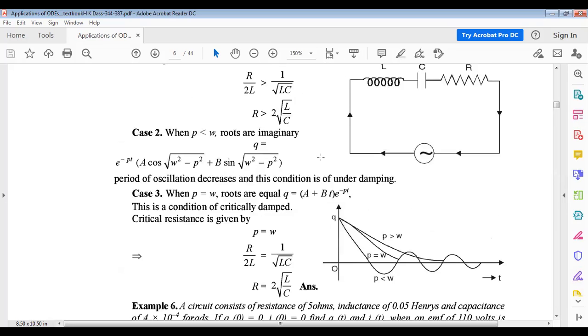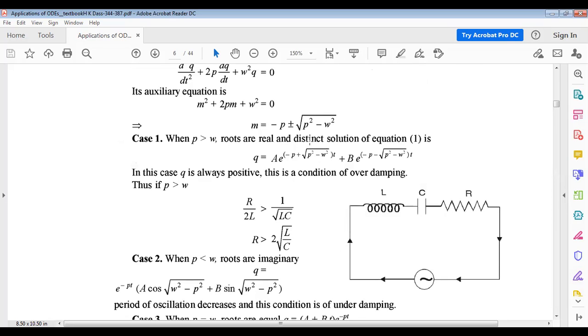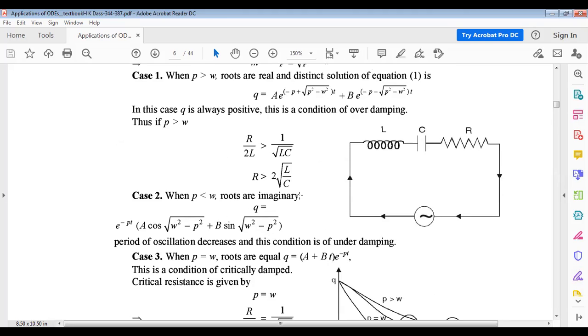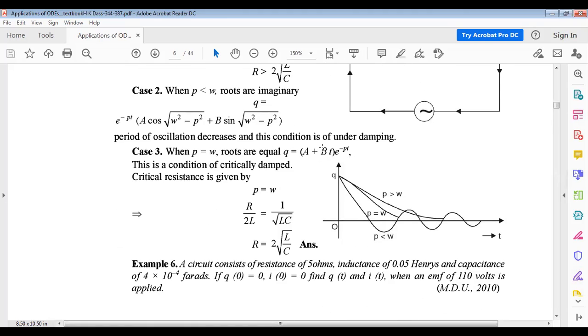So there are three cases: for real, that means distinct roots, for imaginary roots, and for equal roots. You must know how to write the solutions of a differential equation with constant coefficients. In the constant coefficient method, we must know these three cases. So if p equals omega, where p equals R by twice L and omega equals 1 by root over LC, then R equals 2 into root over L by C. So for this last case, critical damping, the resistance will be equal to this.